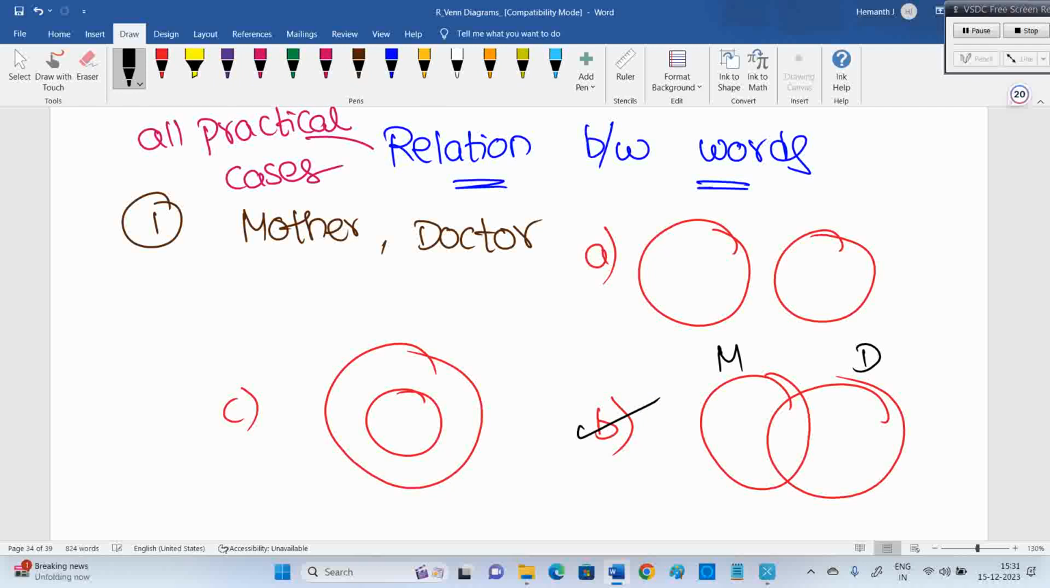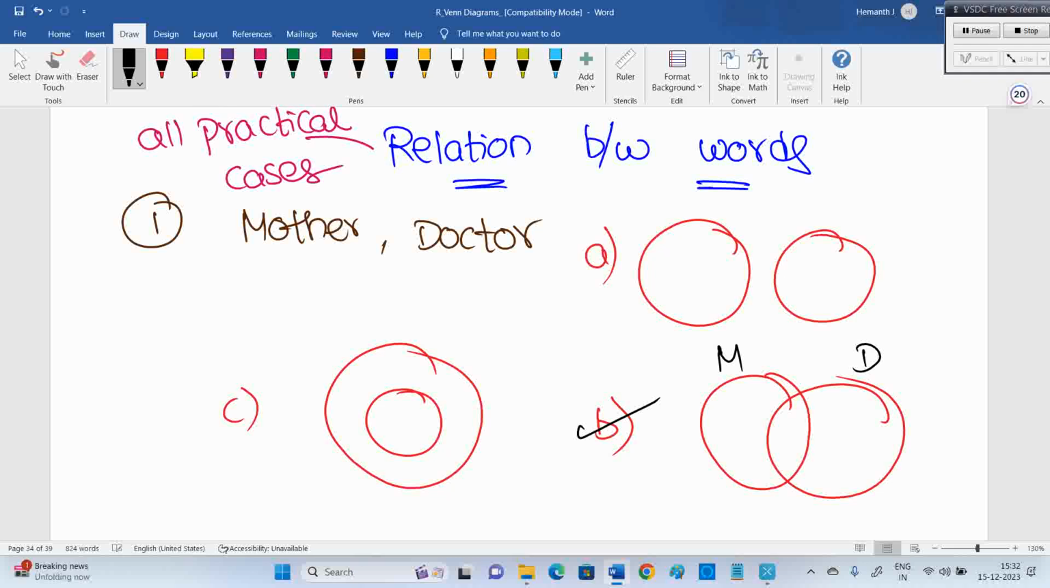All doctors are not mothers, right? So this remaining doctor, what about this right side area, sir? Not connected. Yes, that's what practically all points involved. Yeah, some doctors are mothers, correct. Some mothers are doctors is the correct statement practically. Okay, so it's not all mothers, saying option A is also wrong.